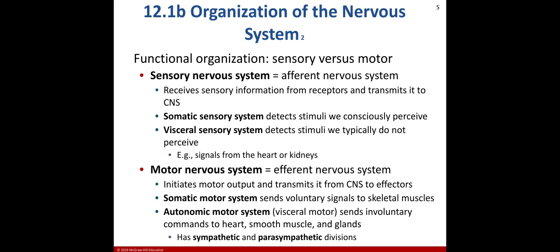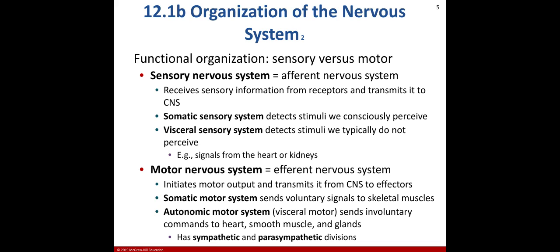Within that sensory nervous system, you have what we call the somatic sensory system, which is going to detect stimuli that we can consciously perceive. And then there is the visceral sensory system, which is stuff that we don't notice. It's going to be our organ function, basically. So think viscera, meaning organ. So this is going to be signals from organs.